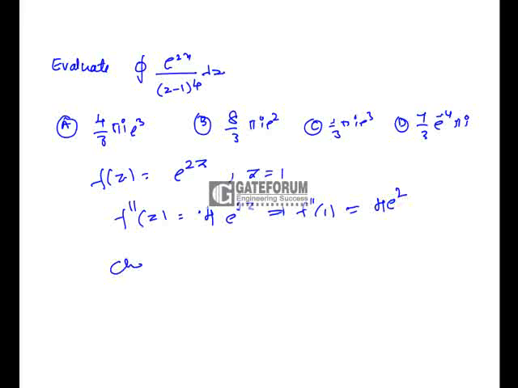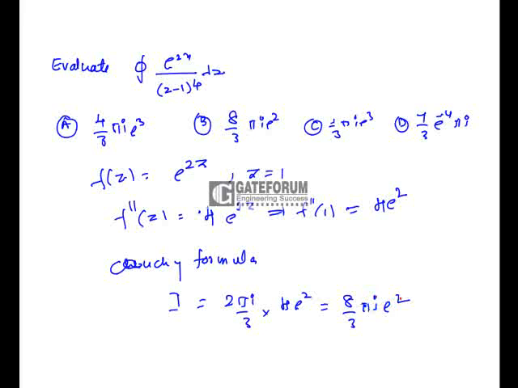Now f double dash of 1 will be 4 into e square. Now by Cauchy's formula, I is nothing but 2 pi i by 3 factorial into the value. The value here is 4 e square. Hence the answer is 8 by 3 pi i e square, which is nothing but option B.